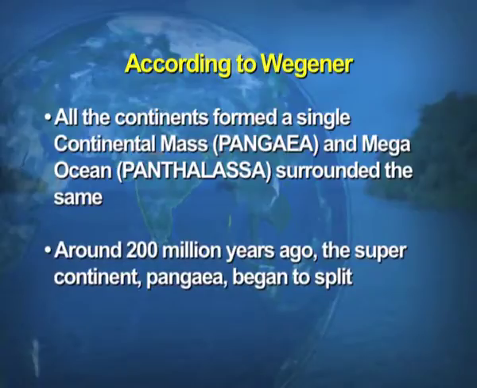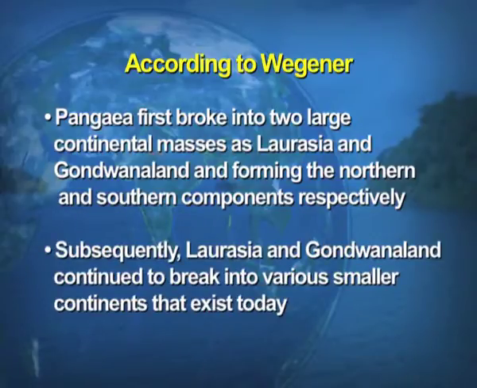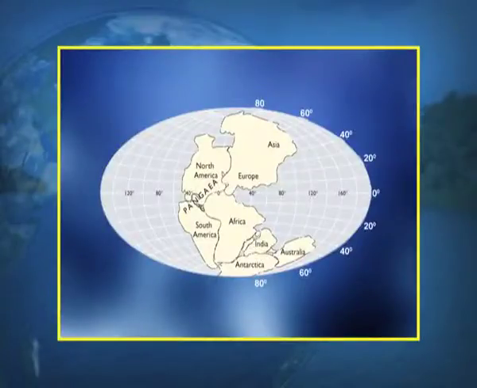Around 200 million years ago, the supercontinent Pangaea began to split. This first broke into two large continental masses, Laurasia and Gondwanaland, Laurasia forming the northern part and Gondwanaland forming the southern component respectively. And subsequently, Laurasia and Gondwanaland continued to break into various smaller continents that exist today. You can have a look at this map to see how Pangaea began to break.